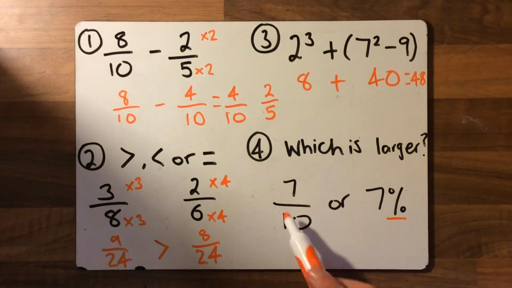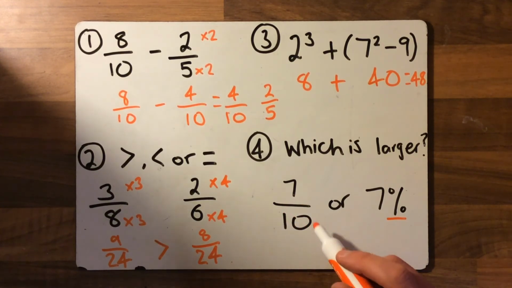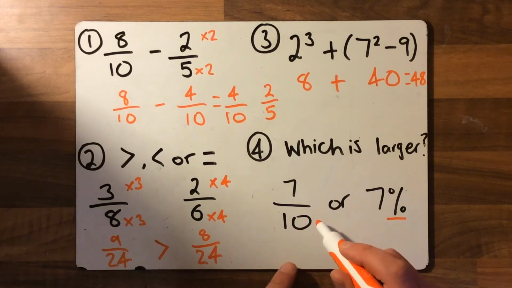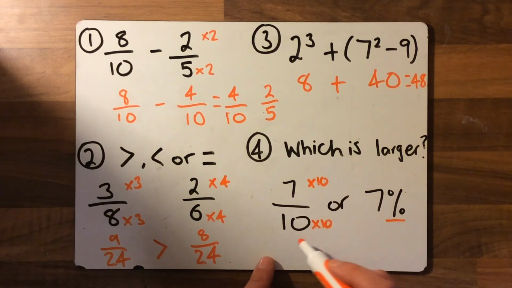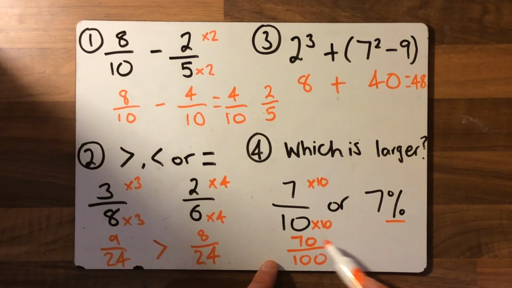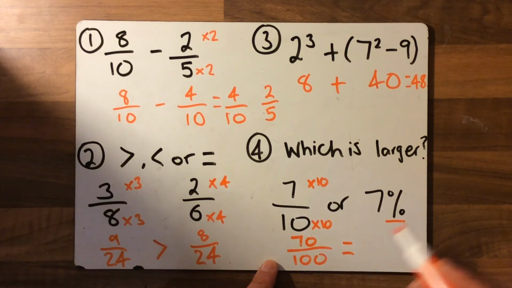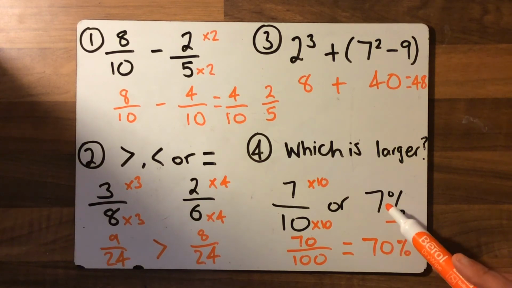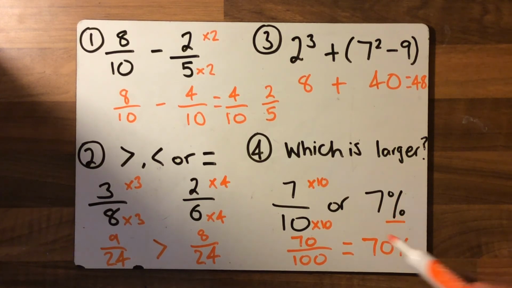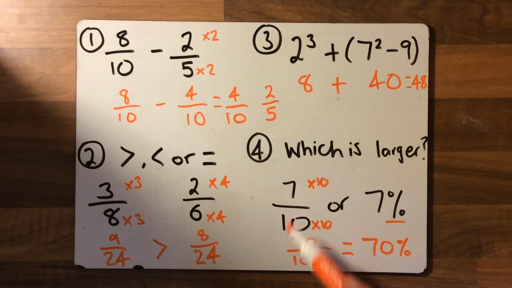So we can compare by turning this fraction into the denominator of 100. So what do I need to do to this 10 to turn it into 100? I have to times it by 10. So I need to do the same to the numerator. 7 times by 10 is 70. 10 times 10 is 100. And then to convert this into a percentage, it'd be 70%. You see, 70% is far bigger than 7%. It's 10 times bigger. So we can see that 7/10 is far bigger than 7% there.